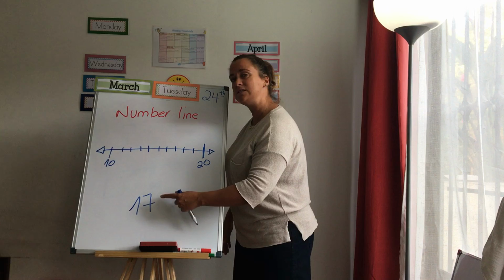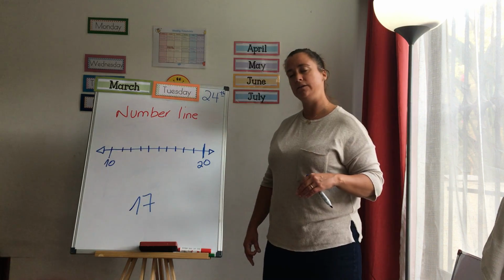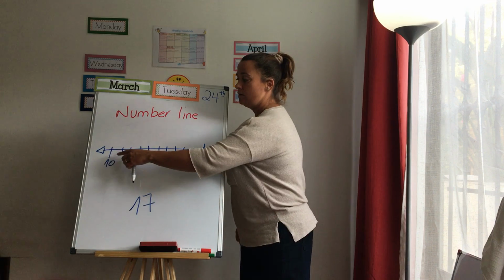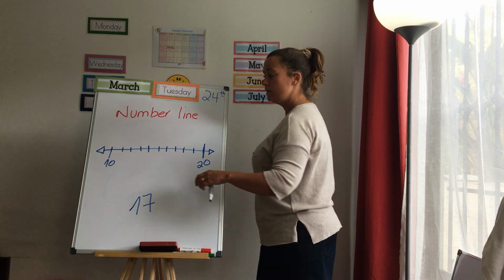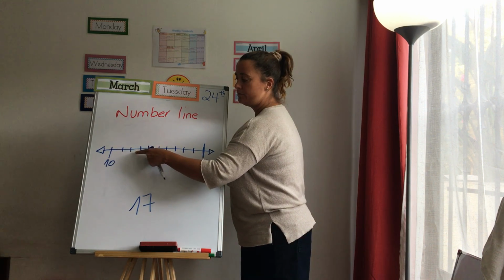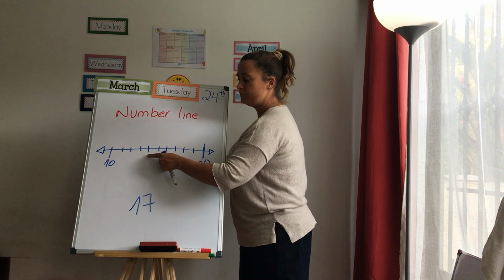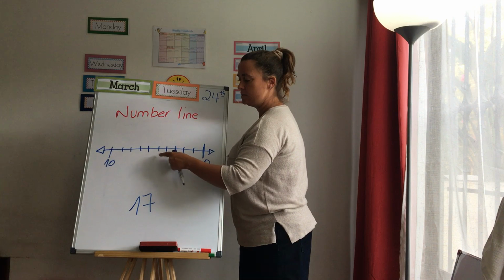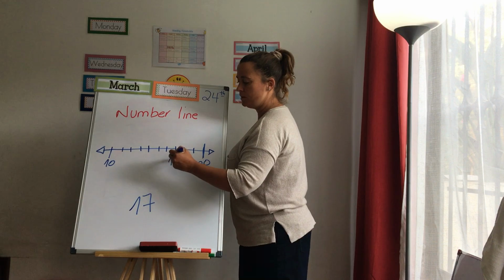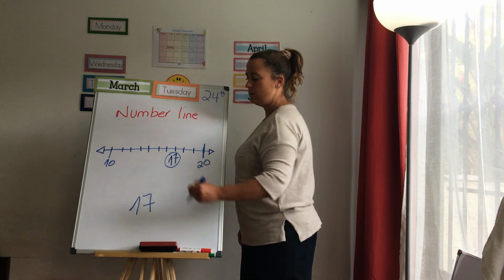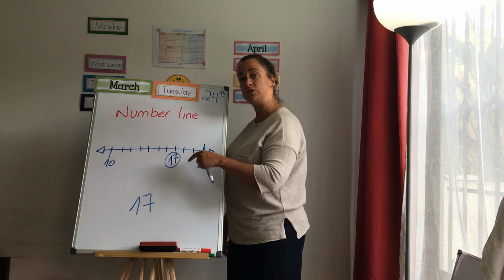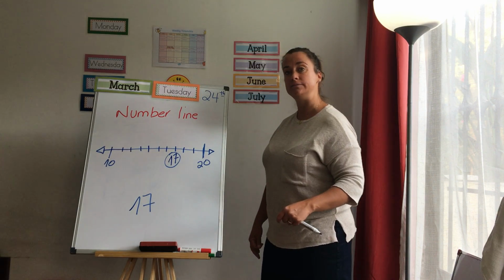They need me to write 17 on the number line. So first I have to see the numbers in the middle. So 10, 11, 12, 13, 14, 15, 16, 17. So I should place number 17 right there, because that is its position on the number line. Yeah?